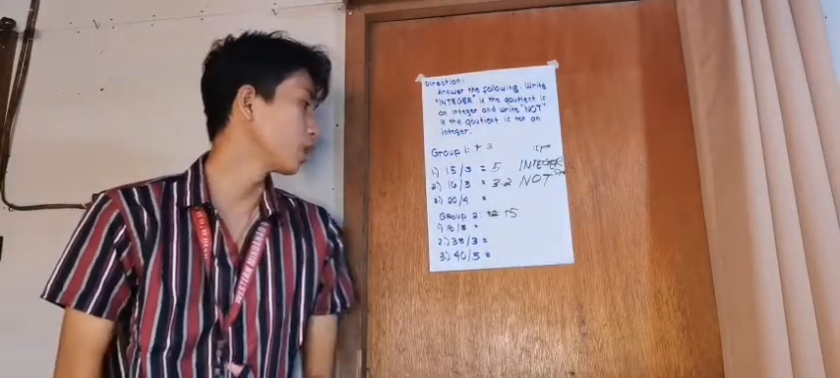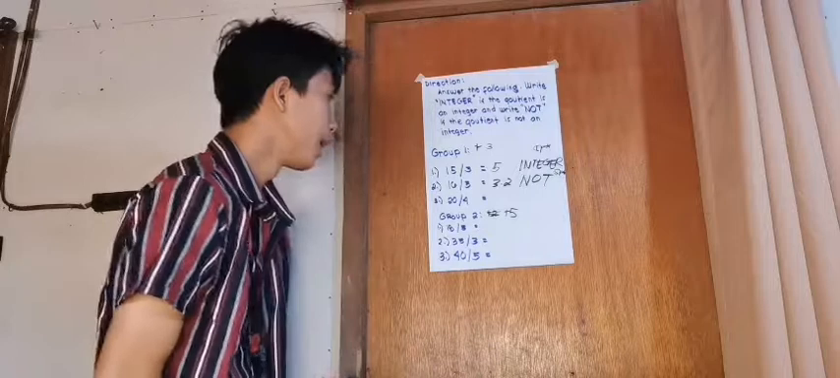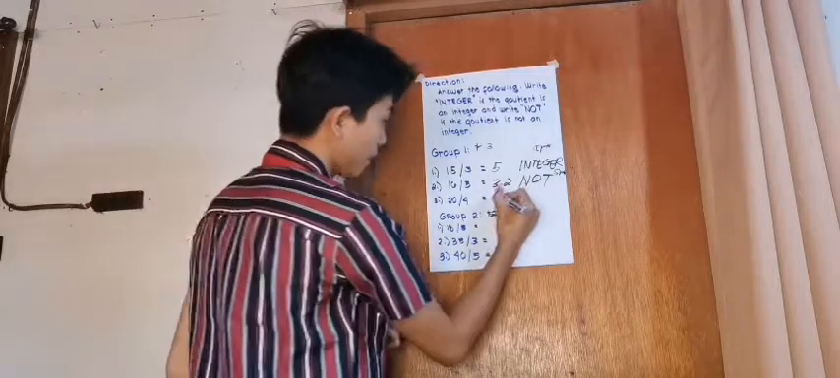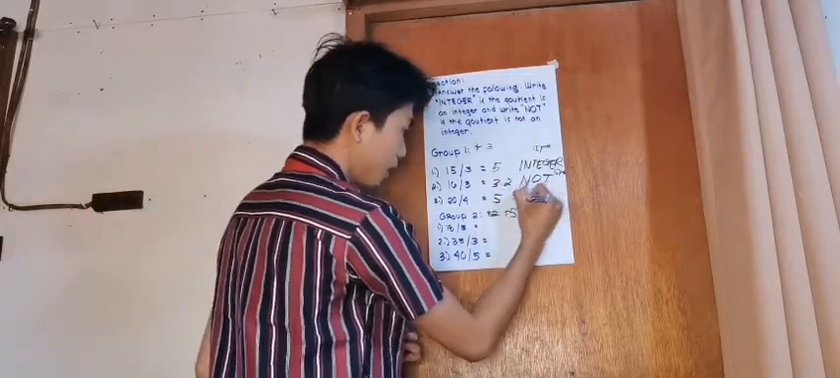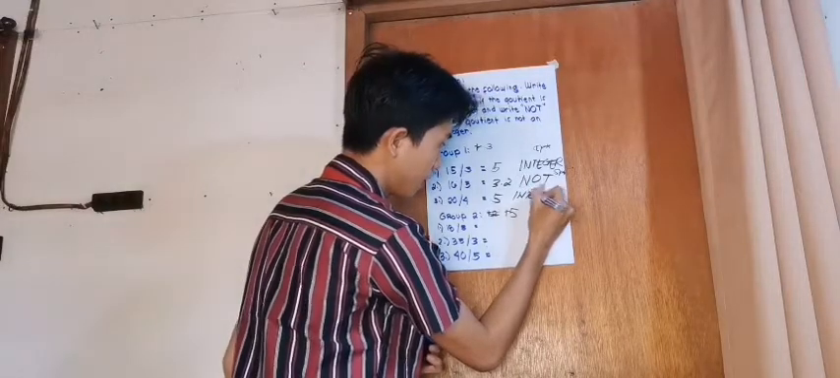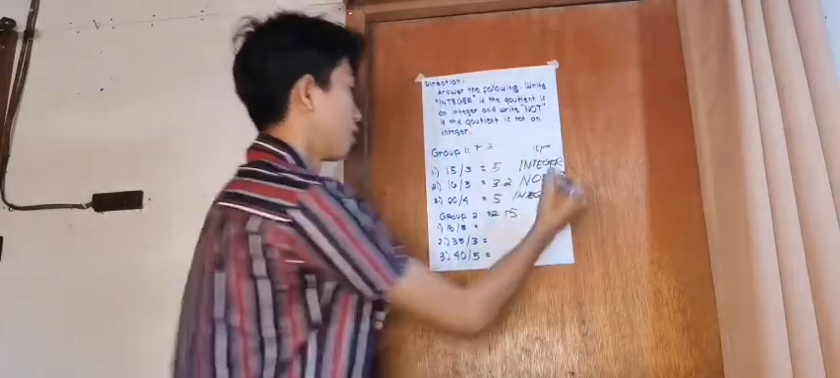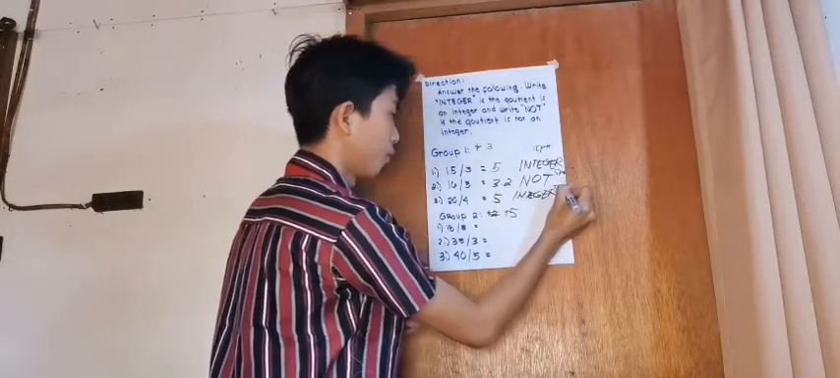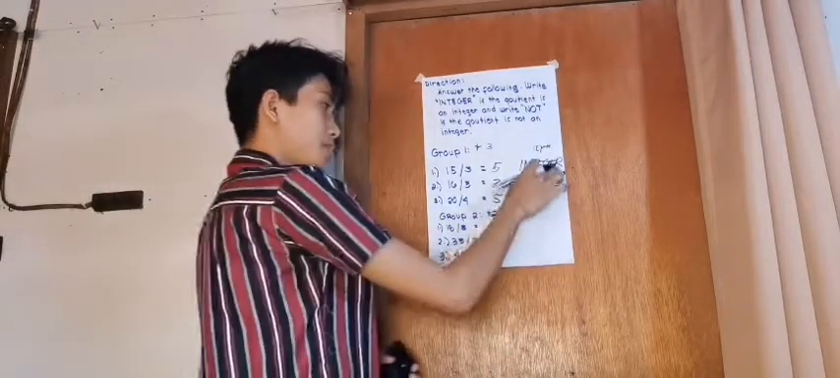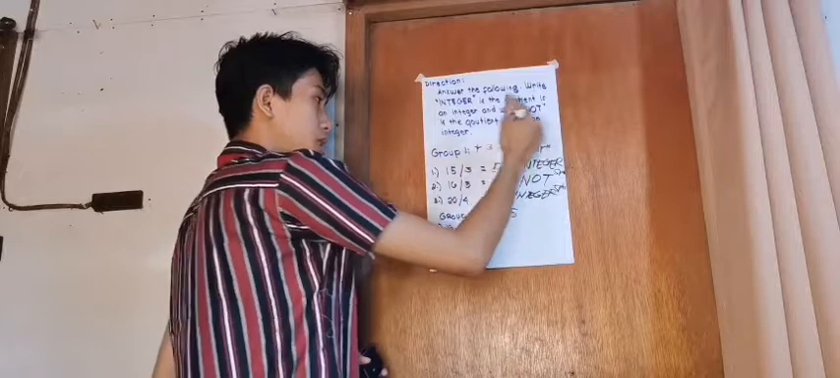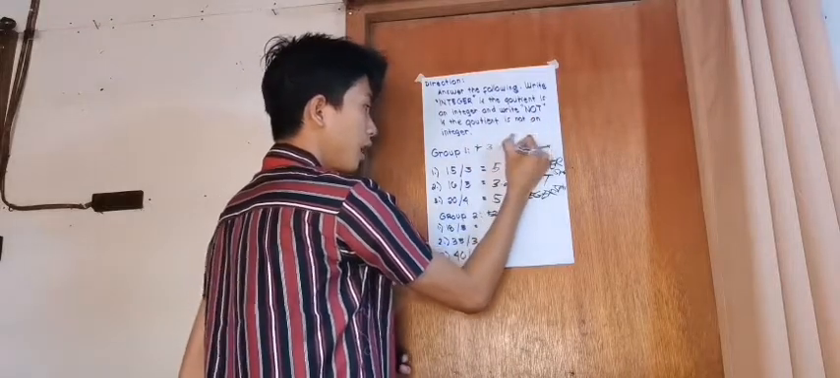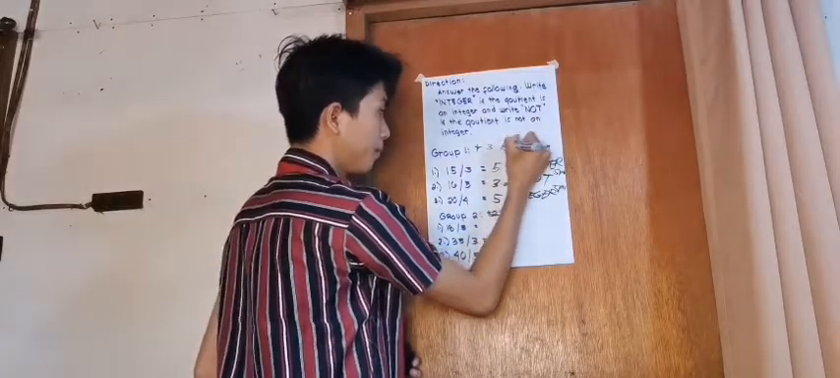Number 3. 20 divide 4. The answer is 5. So this is an integer. If your answer is an integer, you have 5 points for group 1. So 5 plus 5 plus 5, 15 plus 3, 18. So, you have 18 points, group 1.